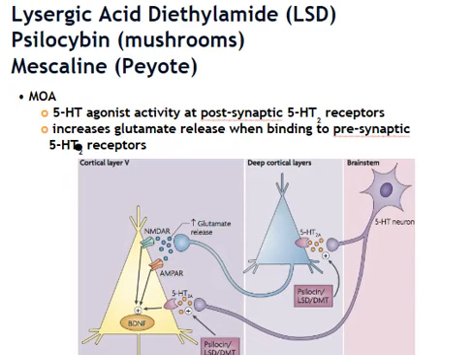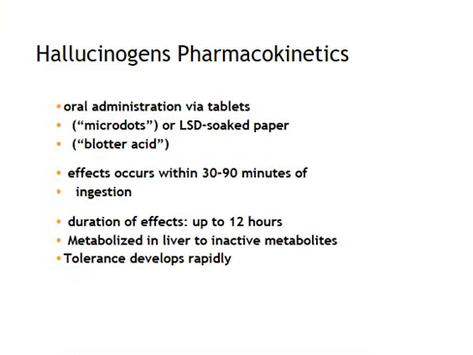LSD and other drugs that are kind of within that category are serotonin agonists at postsynaptic serotonin receptors. And you can see an increased glutamate release when these drugs are bound to the presynaptic receptors. And so there's both presynaptic and postsynaptic activity affecting neurotransmission. The kinetics of some of these hallucinating type molecules are interesting.